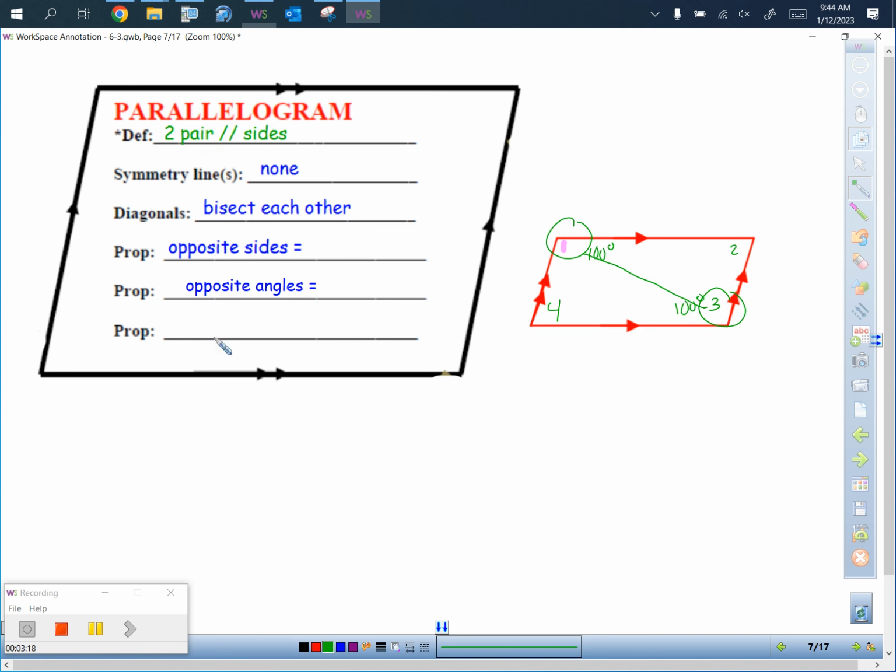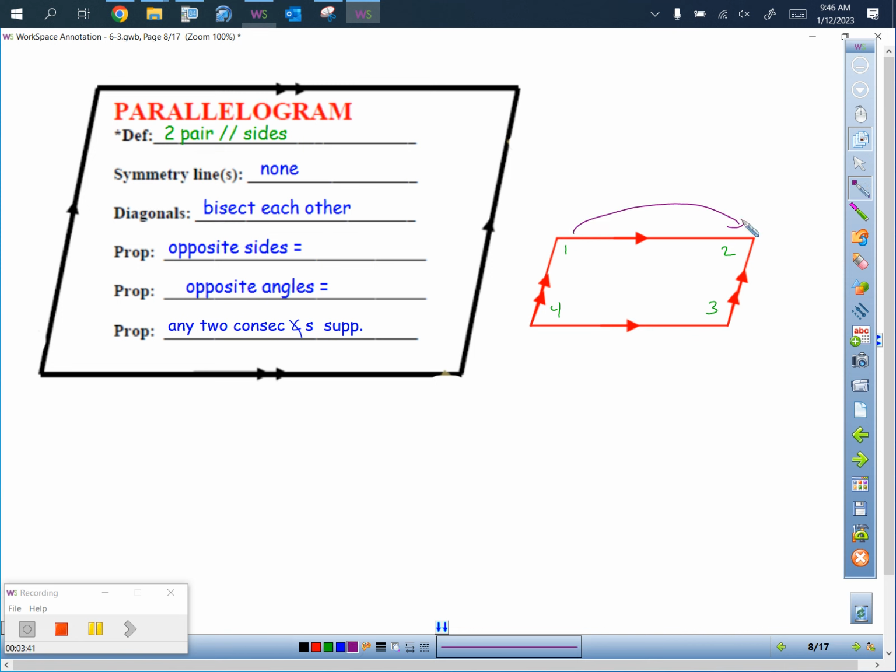And then the third property is that any 2 consecutive angles are supplementary. Any 2 consecutive angles are supplementary. So back to my picture, if I had these 1, 2, 3, 4 again, any 2 consecutive angles, would you believe 1 and 2 are consecutive angles, right? They're right in a row. 2 and 3 are consecutive angles. 3 and 4 are consecutive angles. 4 and 1. I'm just going to put 100 degrees in here again. What should the measure of angle 2 be, since any 2 consecutive angles have to be supplementary? What should this one be?